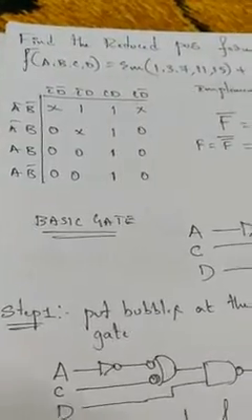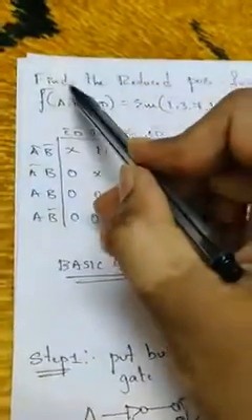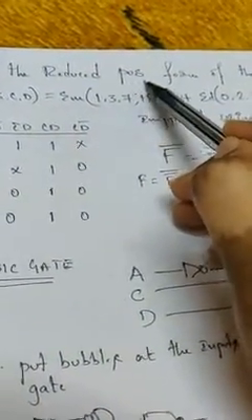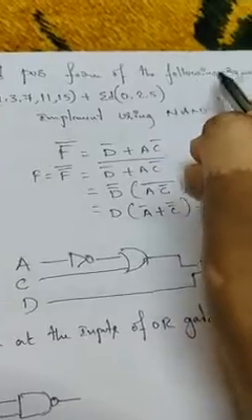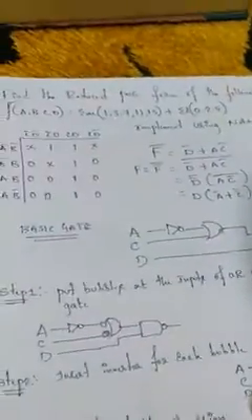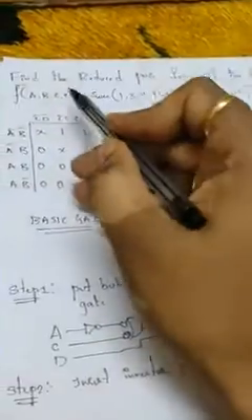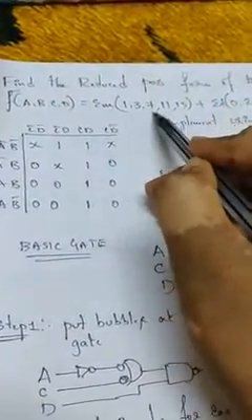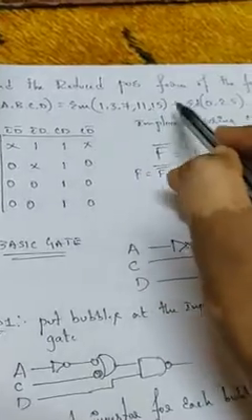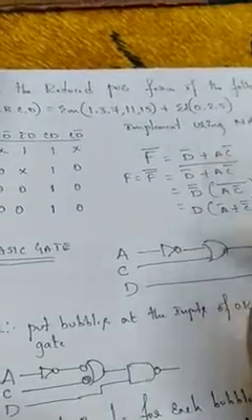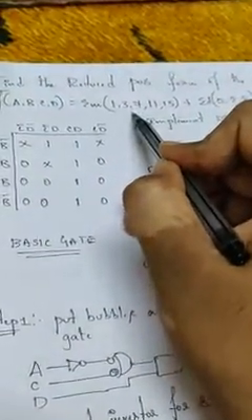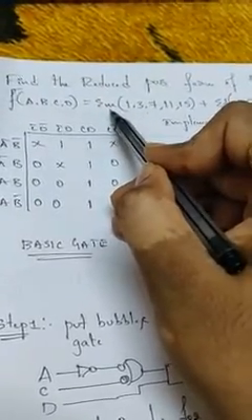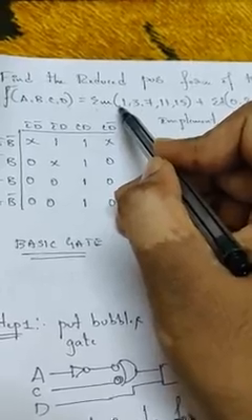So moving on to the next problem, look at the problem. Find the reduced POS form. POS refers to product of sums form of the following equation. F of A, B, C, D equals summation of small m 1, 3, 7, 11, 15, don't care 0, 2, 5. So is the given expression in the form of SOP or POS? Look at the summation of small m. So the given expression is in the form of SOP.